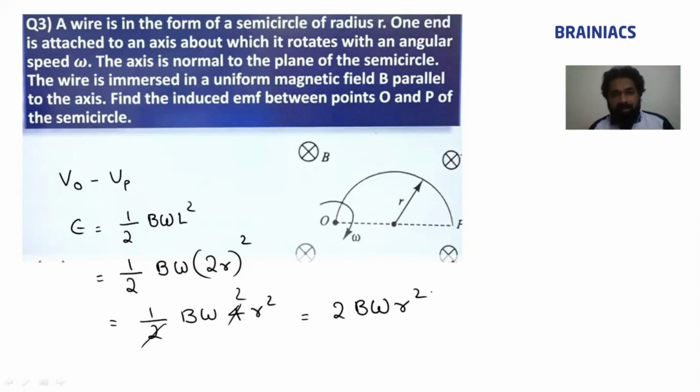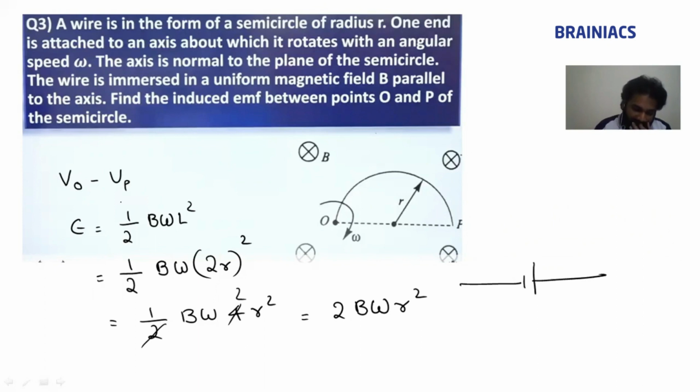Now let us see the polarity also. This is the direction of the magnetic field, and the movement will be in this direction. So the velocity is in this direction. This is rotated anti-clockwise, sorry, clockwise. So this is going to be the direction of velocity. So the positive terminal will come at P. So definitely this is going to be like this.